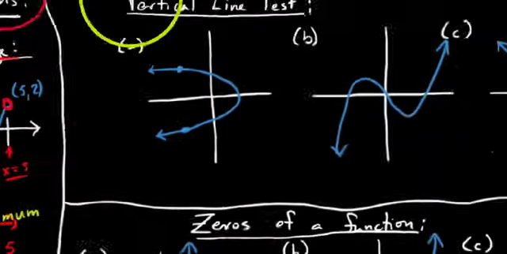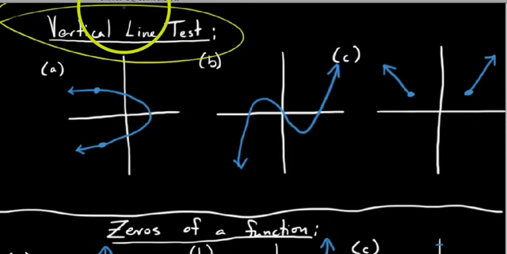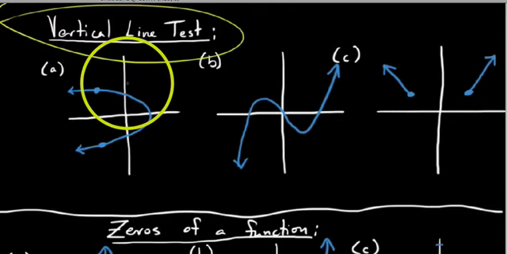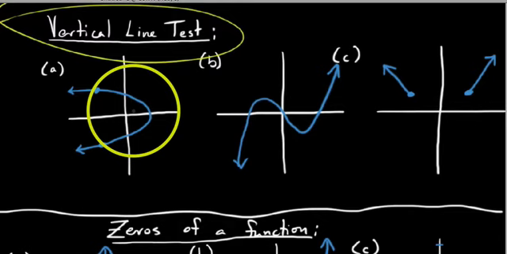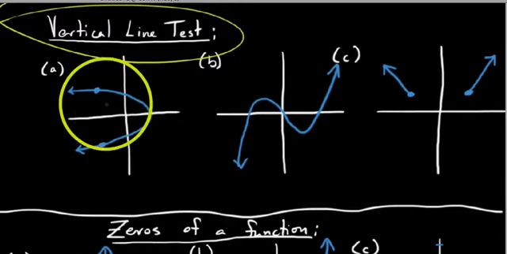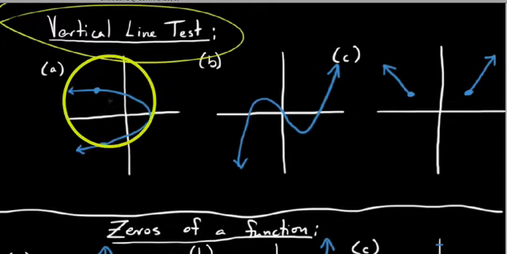So next we're going to talk about this idea of a vertical line test. Okay, so in previous videos we discussed this idea of a function as being a rule that is defined in such a way that for every x value you plug into the function, it spits out one and only one y value, okay?